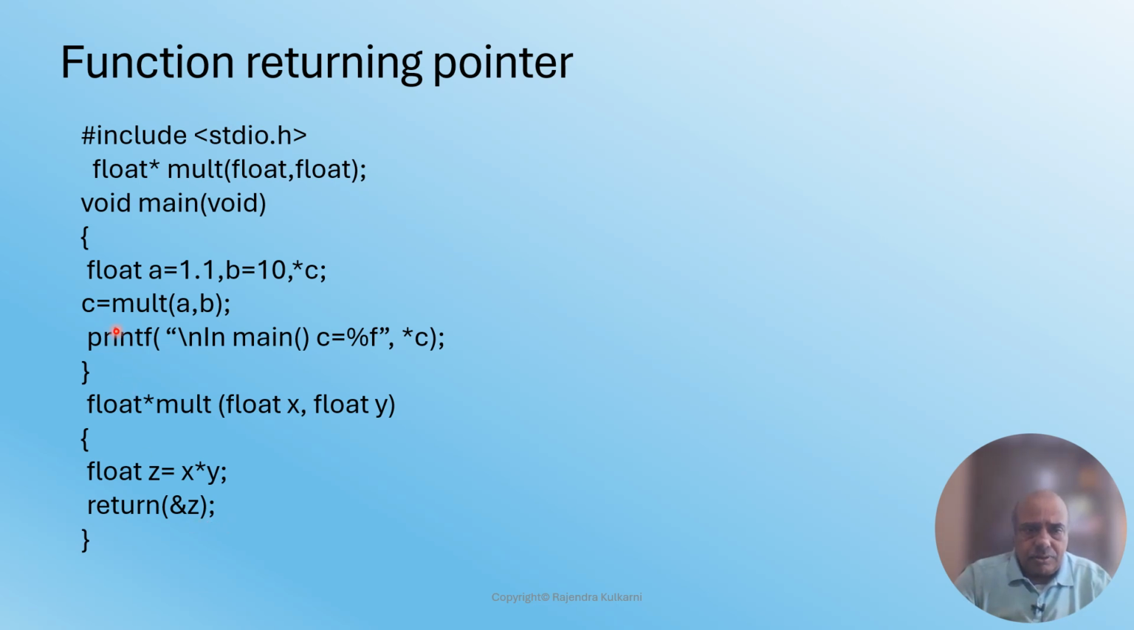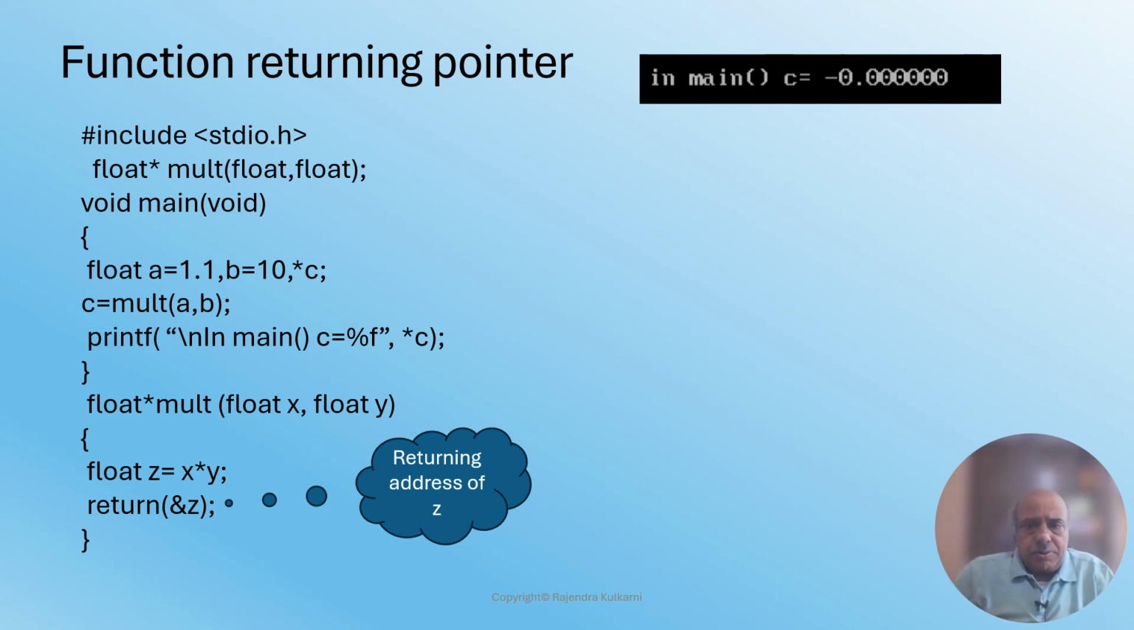This address is collected by the pointer c in the calling function, which is main in this case, and then we are taking out the contents to which c is pointing. What will be the value we get by star c?